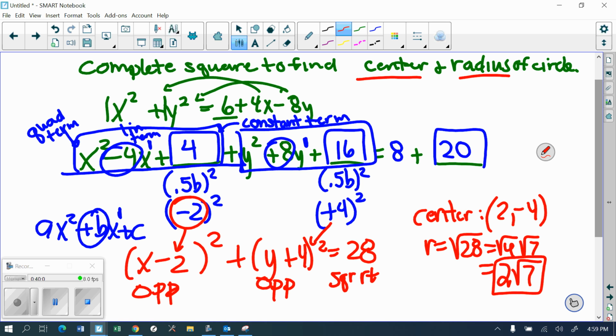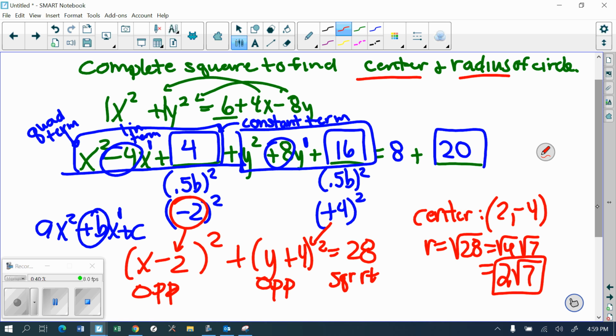If you leave it as square root of 28, you lose a point. On the DCAS, you get no points. You have to have it simplified down to 2 root 7. Okay, I can give you partial credit, 1 out of 2, by leaving a square root of 28, but at DCAS, you would get 0. You have to reduce it down to 2 root 7 or simplify it. Okay, so that's how you complete the square to find the standard form of the equation of a circle, and then take the opposite square root to get the center and the radius.